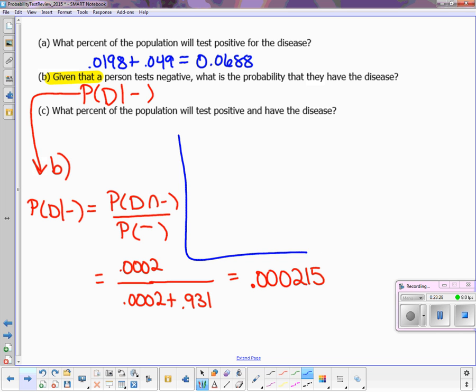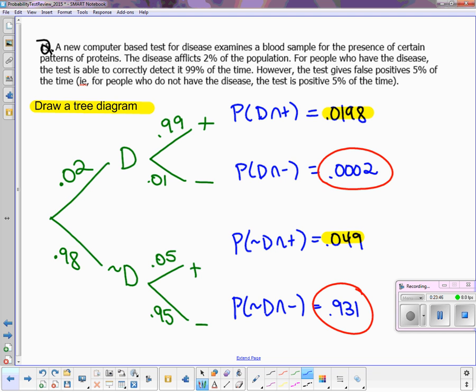All right, let's look at C. Go ahead and just look at C here. What percent of the population will test positive and have the disease? So it's just, we want this. The probability of positive and have the disease. Didn't we already find that? Positive and disease. Well, that's the same thing as disease and positive. The order doesn't matter, so it's just 0.0198.